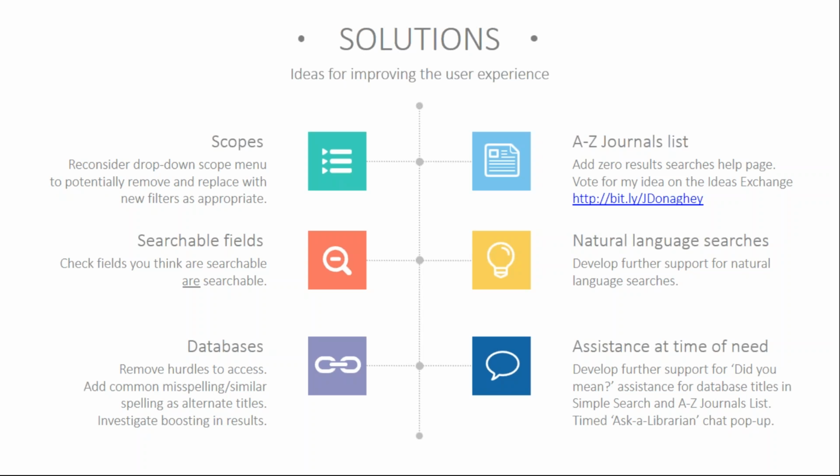Many websites that you now visit also pop up with a chat box if you're on their website for more than a couple minutes, and I wonder if it would be helpful to have a chat box pop up for users on screen if they return zero result searches, whether it's in the simple search or in the A to Z journals list. So many of my suggestions here are more minor tweaks than huge overhauls, but I think these small steps towards improvement can, for some users, have a huge impact on their experience with the library.